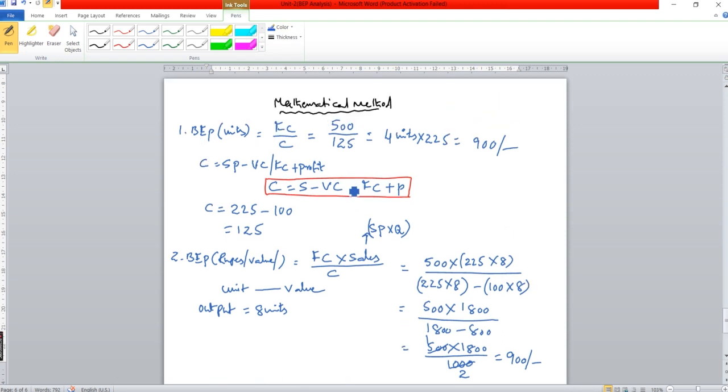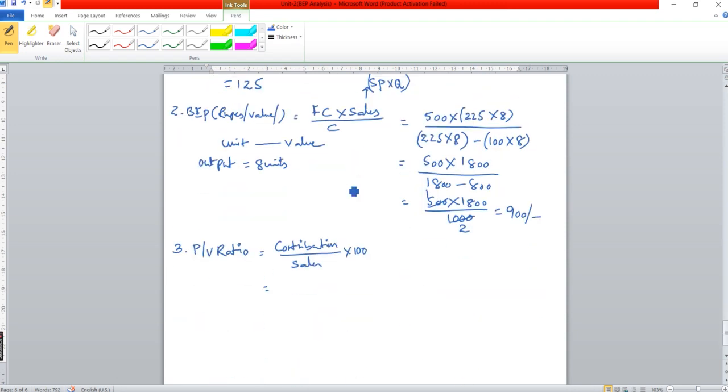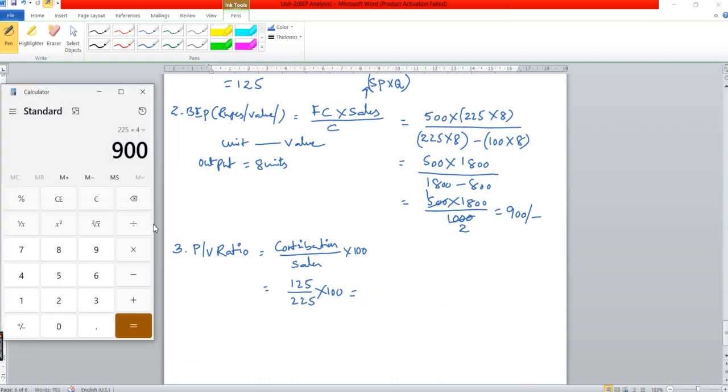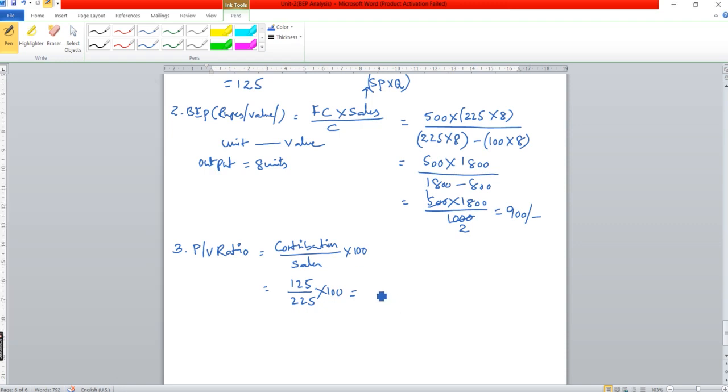if the data is in terms of units, the contribution is 125 according to the first sum, 125. Selling price you can take here. The selling price is 225 into 100, and here simply 125 divided by 225 and into 100, finally we are getting 55.55, which we can finally take as 55.56%.